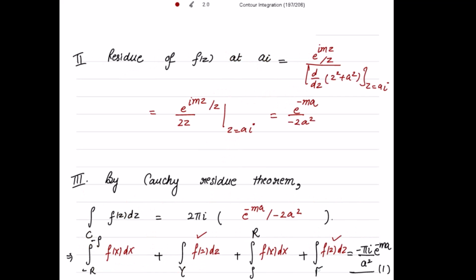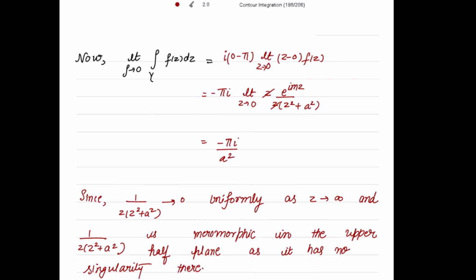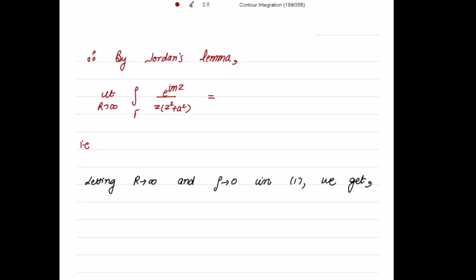For this integral, I know that it is along tau, and this function 1 over z into (z square plus a square) is tending to 0 uniformly as z tends to infinity, and also it is meromorphic in the upper half plane as it has no singularity there. So by Jordan's lemma we know that this integral will be equal to 0. So this integral of f of z dz, as r tends to infinity, is equal to 0.